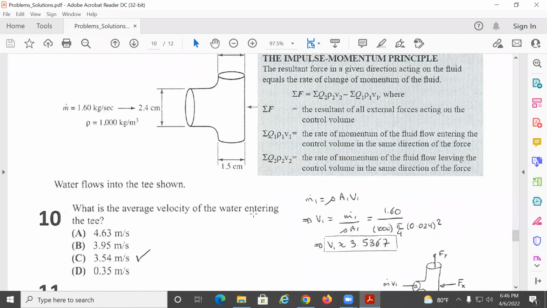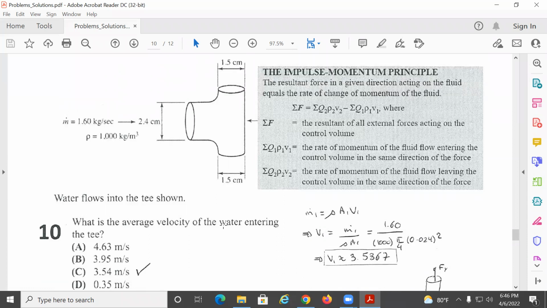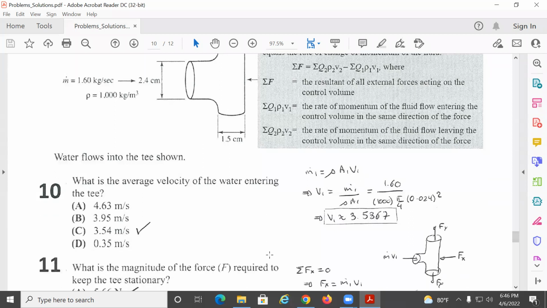Where is the average velocity of the water entering the T? Okay, so I thought we were going to have to find the one coming out, but it's just the one coming in. So the answer is 3.5367, which will be this one. But again, the answer could be, find the velocity coming over here. So what would that be? It would be rho A V1 equal to rho A2 V2. These ones cancel out because they are the same. The density will be the same, and knowing V1, we can solve for V2.